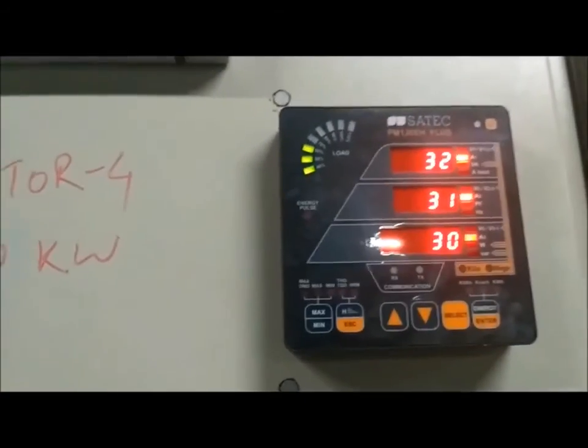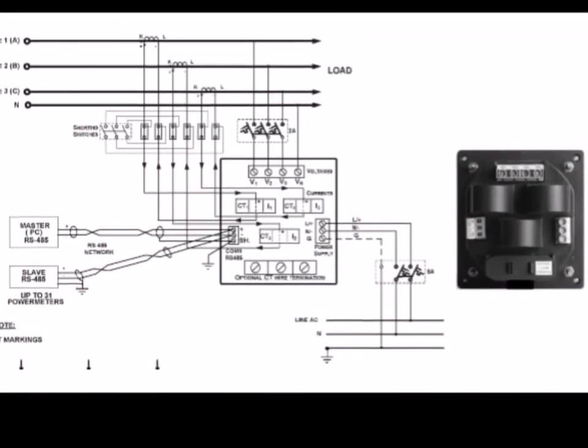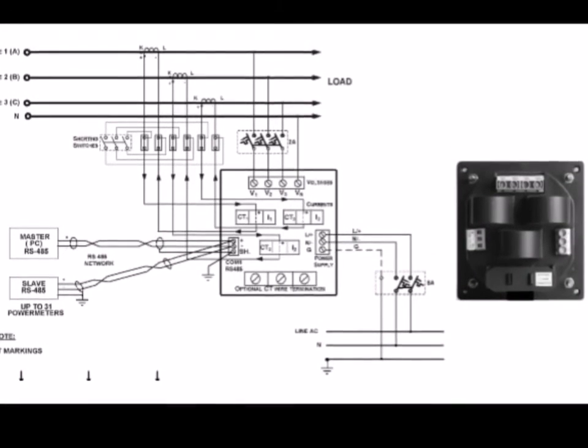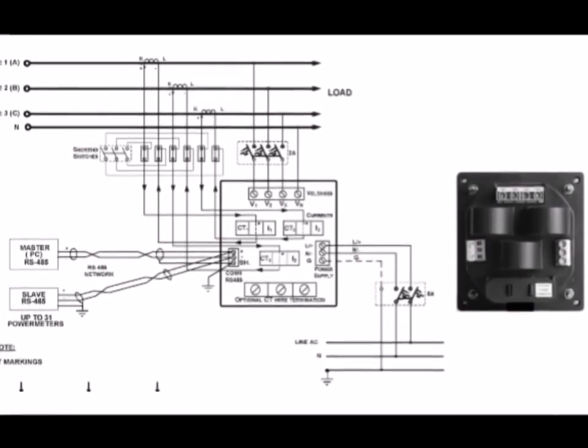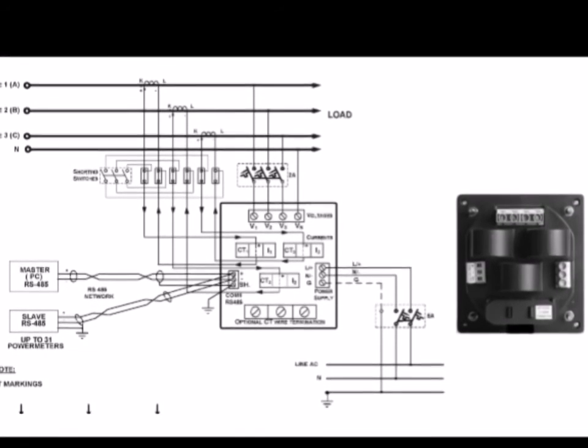Guys, this is not a detailed description, this is just a very brief description of how to see the settings that were fed, and how to change the settings if you need to change the CT and PT ratios and the dates. So hope this will help you to understand how to do this.